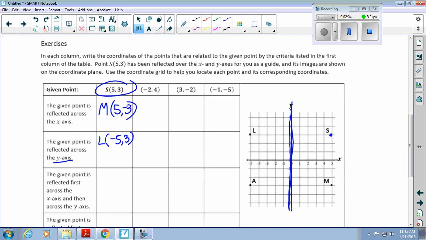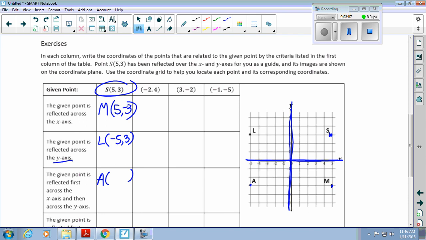Very good. So are we starting to see the pattern here? If you reflect across X, Y changes to its opposite. If you reflect across Y, X changes to its opposite. Now we're going to look at what happens when we reflect across both. All right, so we're going to start at our given point. We're going to reflect across the X. Where does that put us? M. And then we're going to reflect across the Y next. Where will that put us? At A.